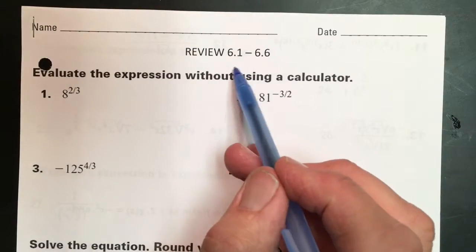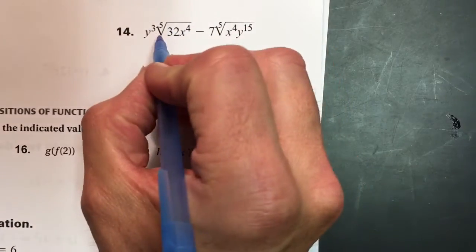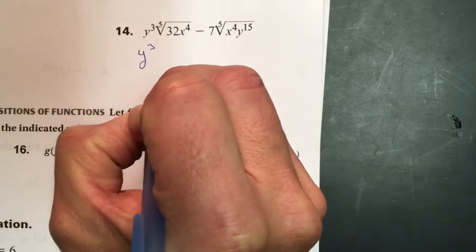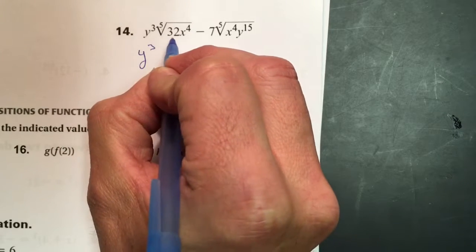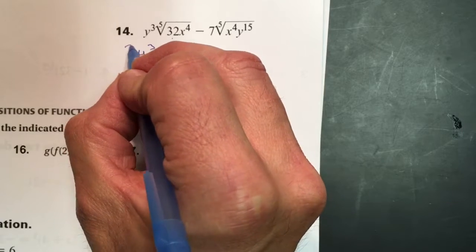Couple bonus problems for review 6.1 to 6.6. Left off with this problem, number 14. You have y to the third, fifth root of 32, which will just be a 2. So that 2 will come out as a leading coefficient.